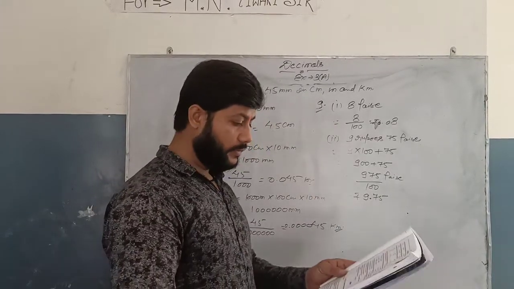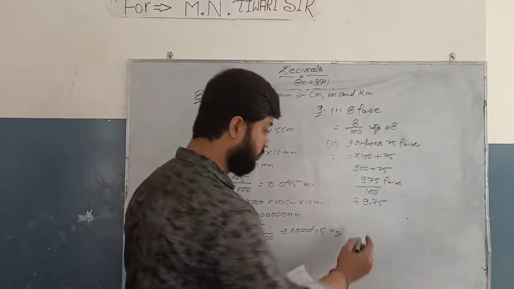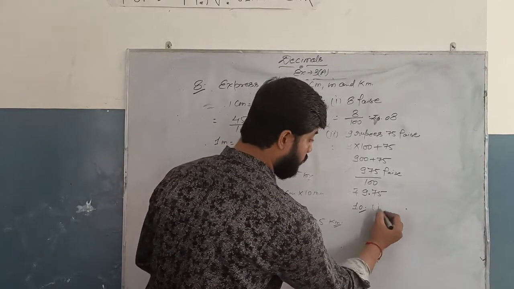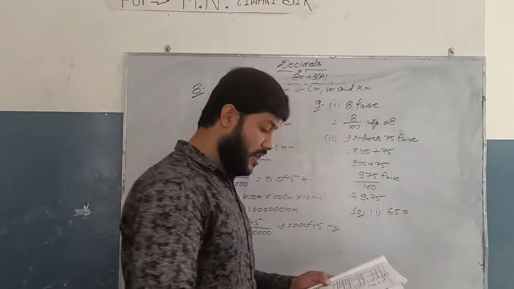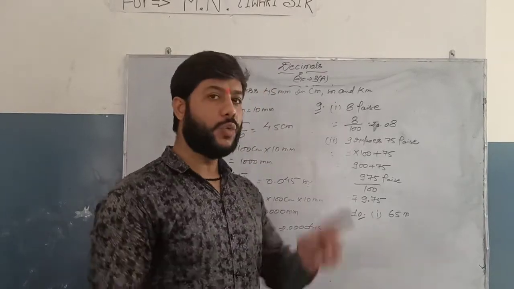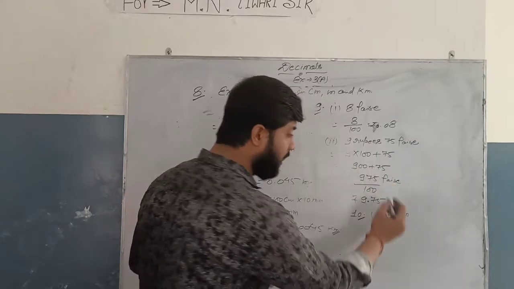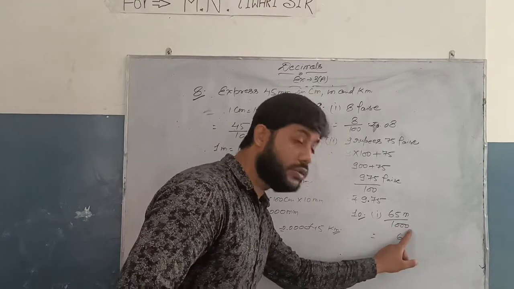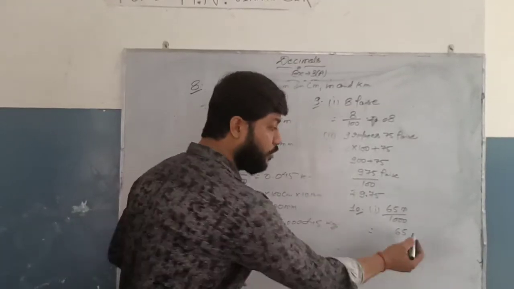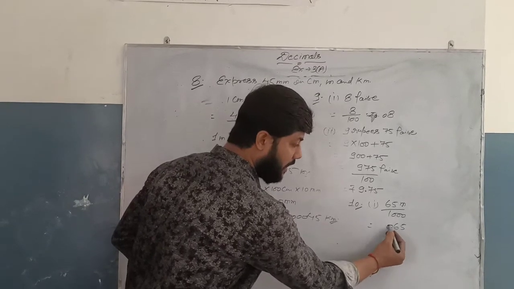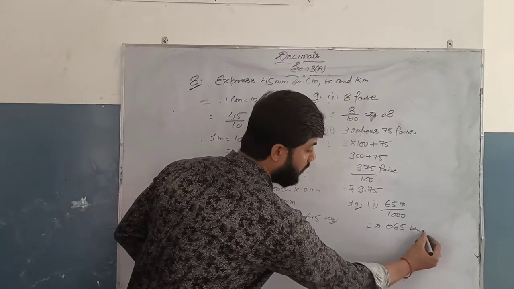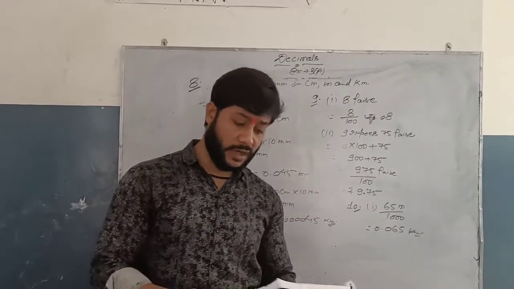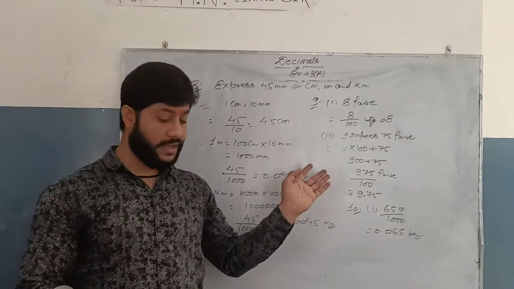Now, question number 10. Express in kilometer using decimals. So first one is 65 meter. We have to convert it into kilometer. As we know, 1 kilometer has 1000 meter. So we will divide it by 1000. Simple. And we will write 65. There are 3 zeros, so there must be 3 decimal places counting from this side. So 1, 2 and 3, decimal. That is 0.065 kilometer.